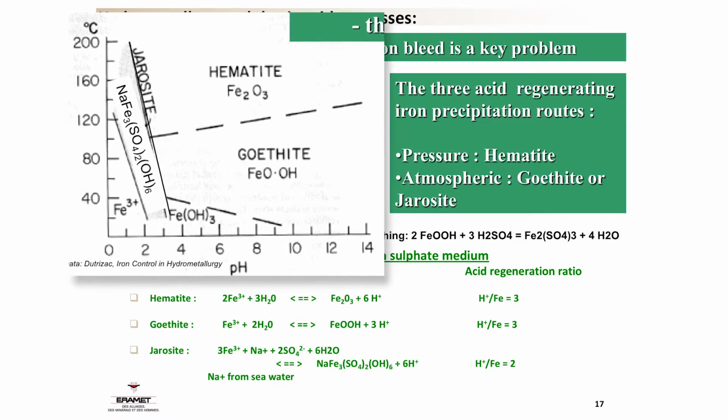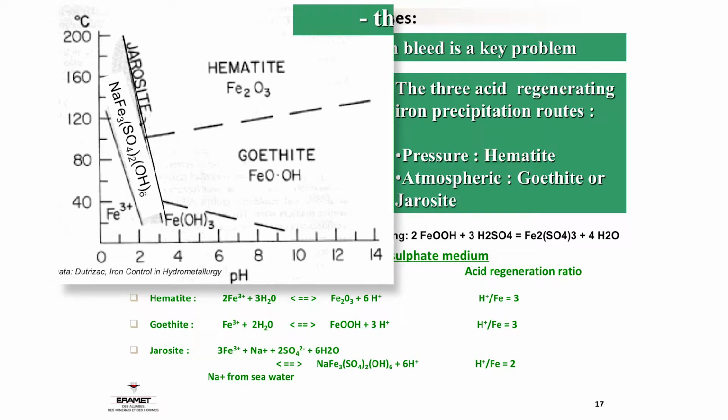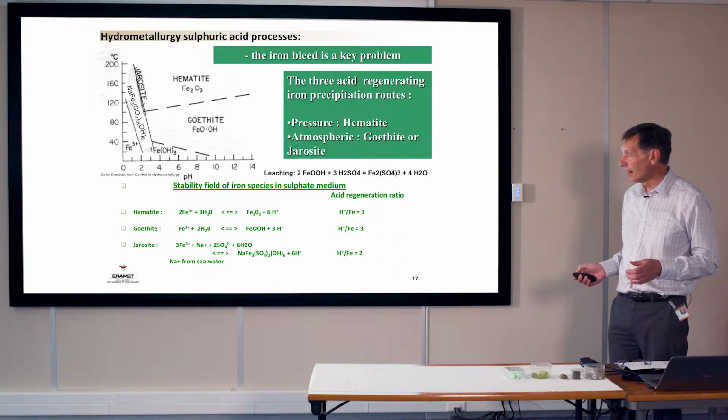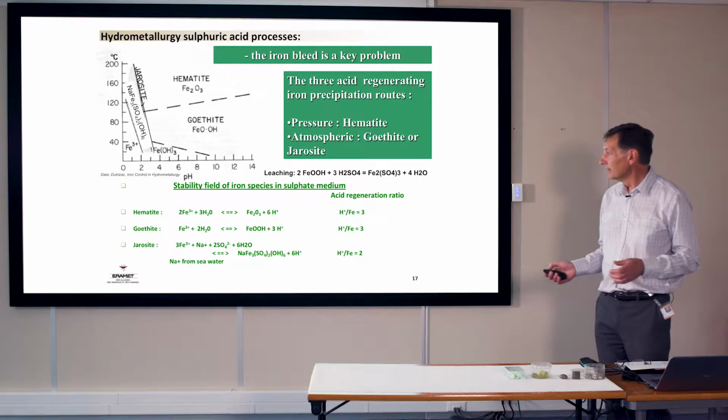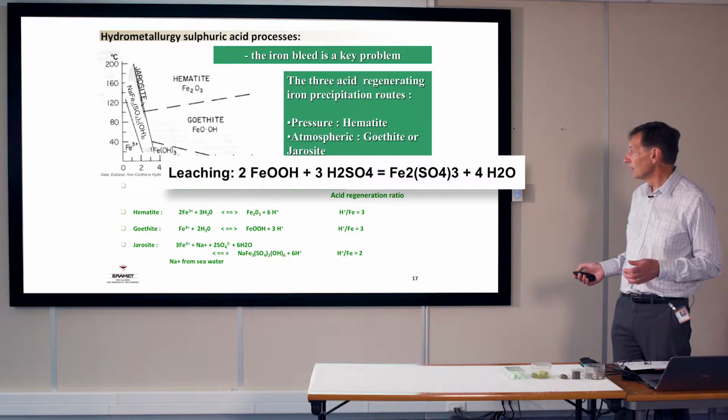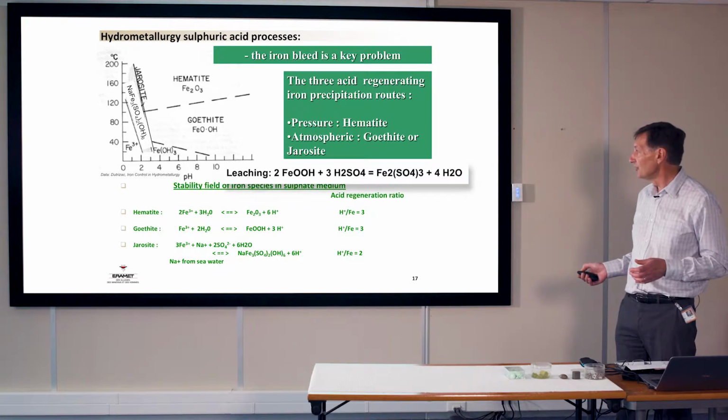You see here a diagram. It's the stability of different iron species according to the pH of the solution and the temperature of the solution. At high acidity, you dissolve the iron as iron 3. That's the reaction I put here. You leach the goethite, the iron oxide, with sulfuric acid to create soluble iron sulfate.